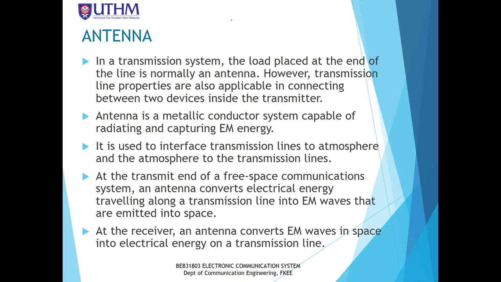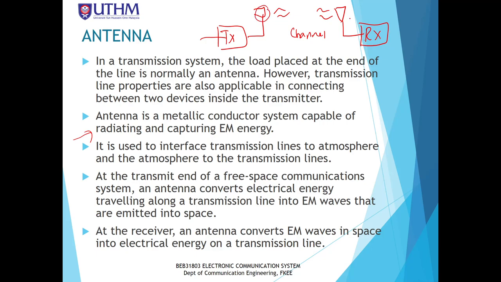So the antenna, you see that here is a transmitter and receiver. The characteristic of antenna is actually to radiate the electromagnetic wave into the channel. Its task is to radiate the electromagnetic wave into the channel or the medium. So an antenna is a metallic conductor system capable of radiating and capturing electromagnetic energy. Antenna not only radiates, it can absorb also. At the receiver side, it will absorb the transmitted wave.